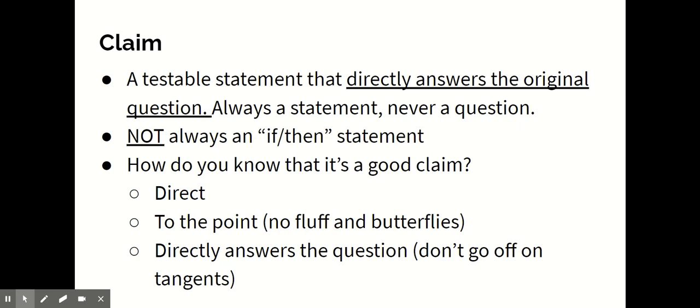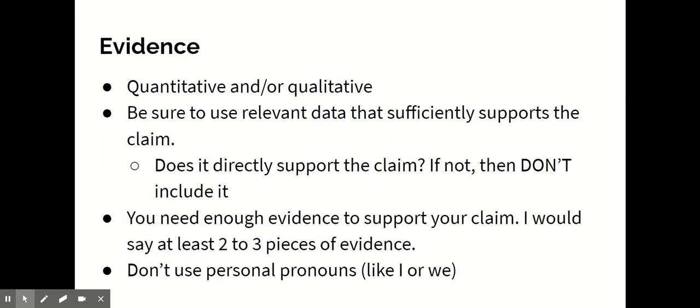And also make sure that you're directly answering the questions. Don't go off on a tangent. Don't include stuff that has nothing to do with the experiment. Don't include stuff that has nothing to do with your claim. Be very direct, to the point. No fluff and butterflies, like the steel blue. It turned blue, something like that. You don't need to include fluff and butterflies.